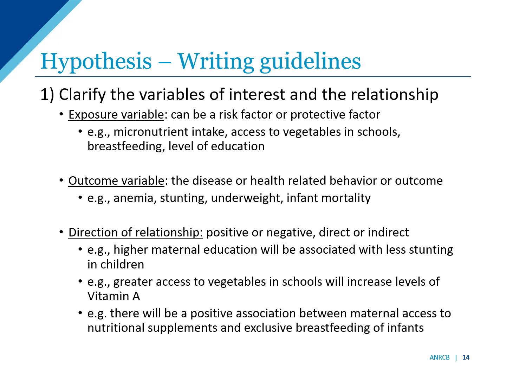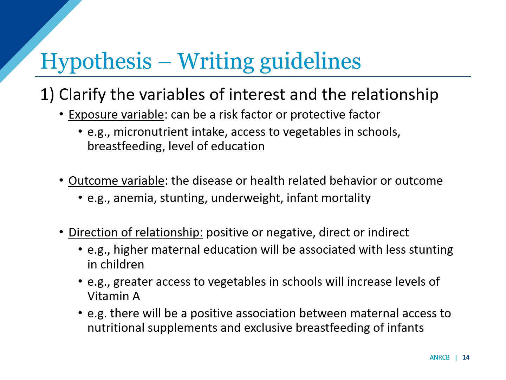Then you want to indicate the direction of the relationship that you expect. Positive or negative? Is it direct or indirect? For example, you may want to look at the relationship between maternal education and stunting in children. You may hypothesize that more years of maternal education will be associated with lower incidence of stunting in children. And that's an indirect relationship, right? As maternal education increases, perhaps stunting decreases.